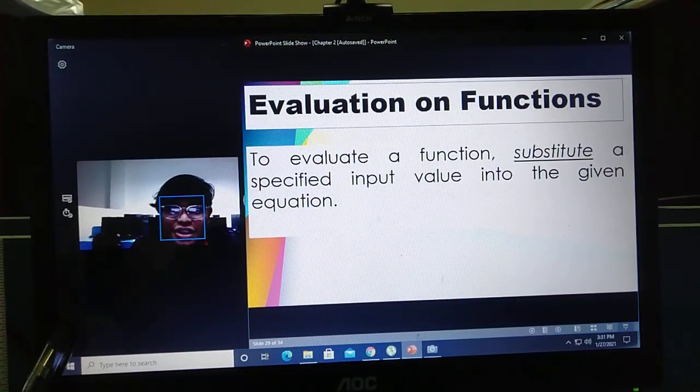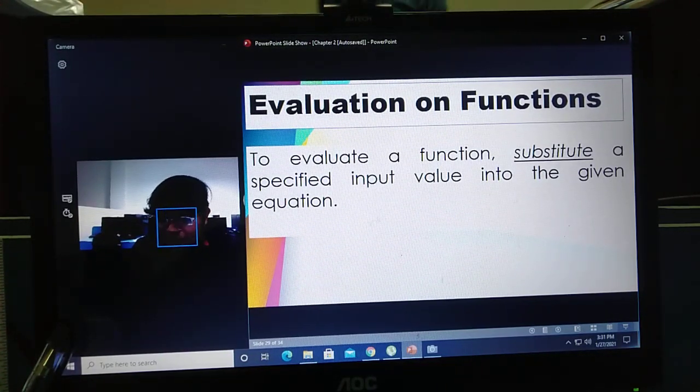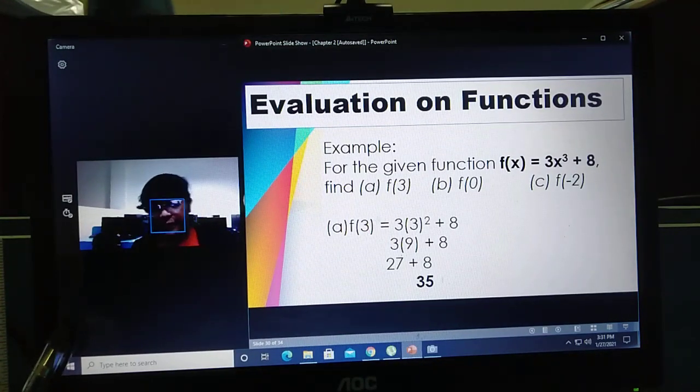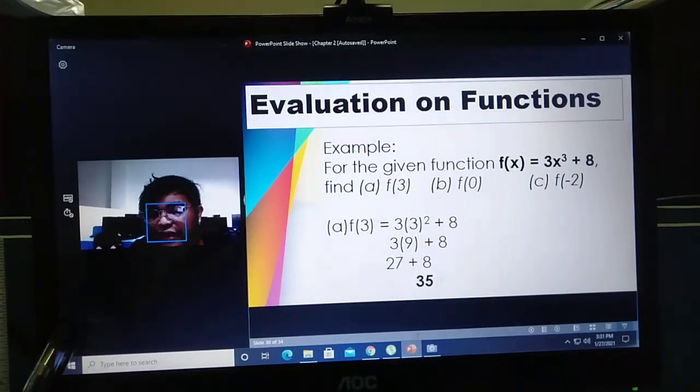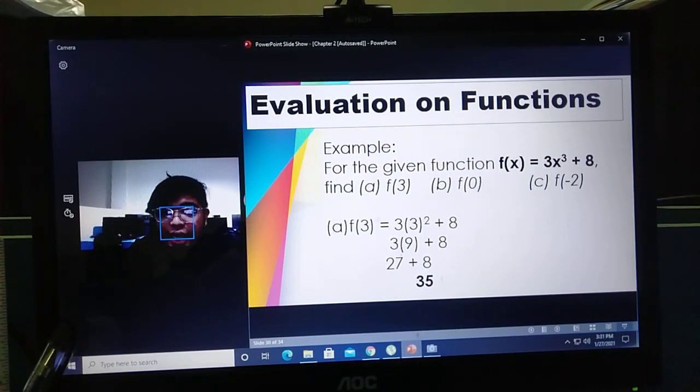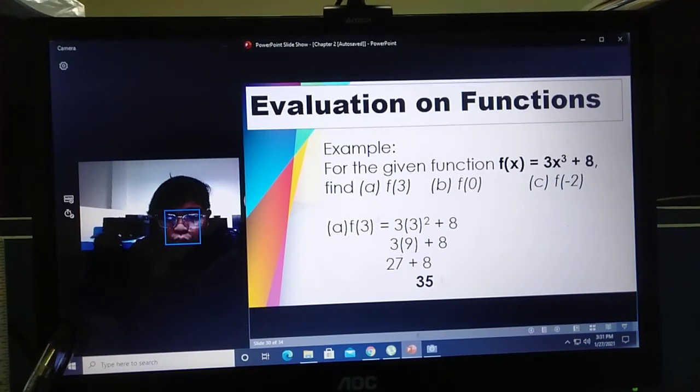Dito sa evaluation sa functions, nagsasubstitute ka lang kung ano yung hinahanap natin. You're just substituting based on what's given number. Kung ano yung value ng unknown. Okay, for example, ayan, find for the given functions, f of x is equal to 3x raised to 3 plus 8. And find f of 3, f of 0, and f of negative 2.